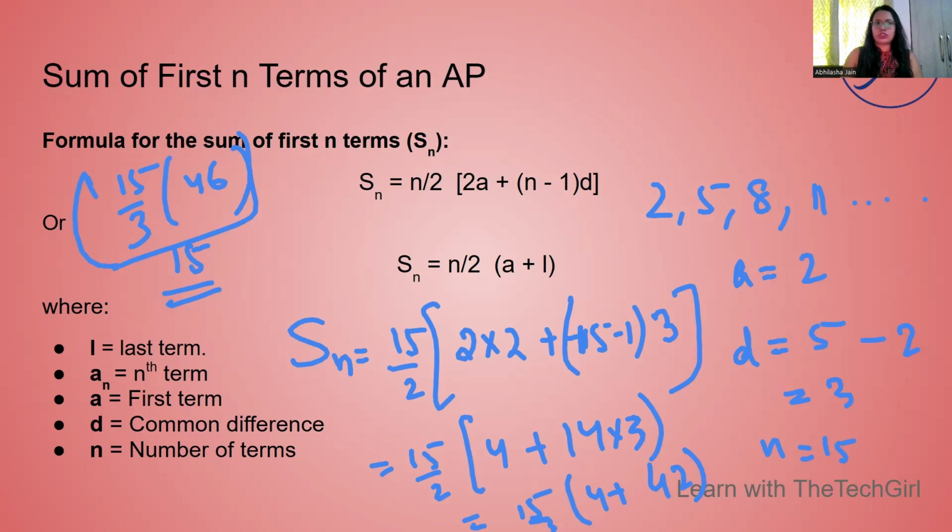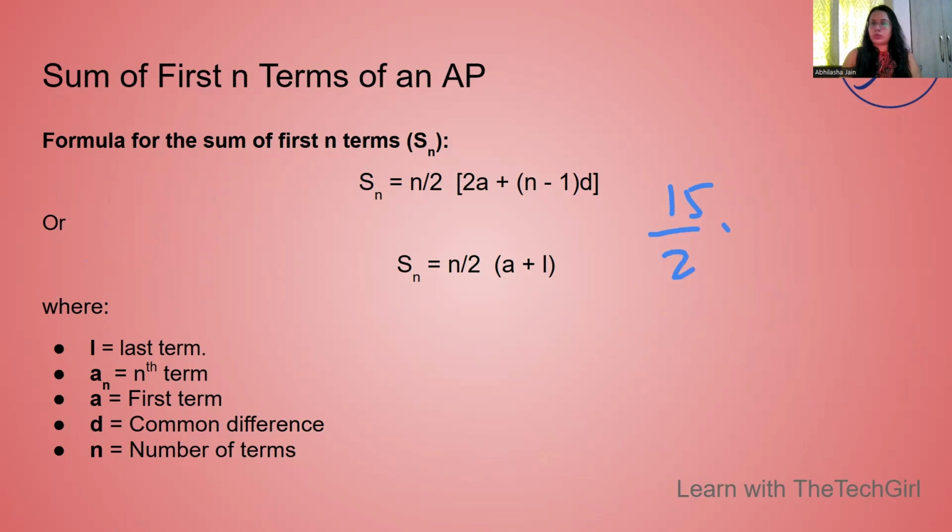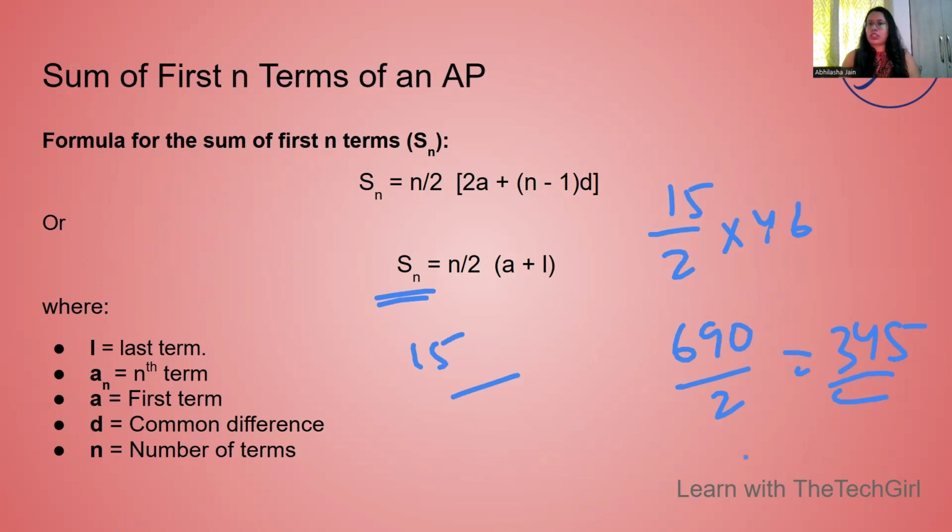Okay, so you get 15 over 2 times 46. Then you solve this. 15 times 46 is nothing but 690, over 2. So your answer is 345. So the sum of the first 15 terms is 345 in this series 2, 5, 8, 11. Okay. That's how you do it.